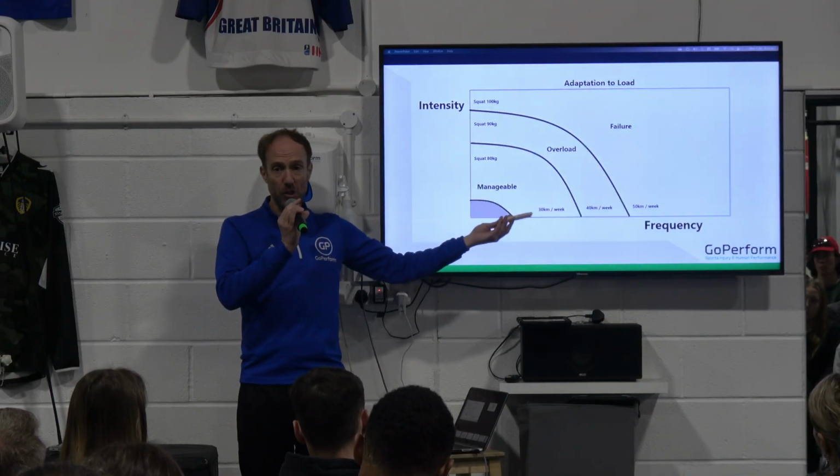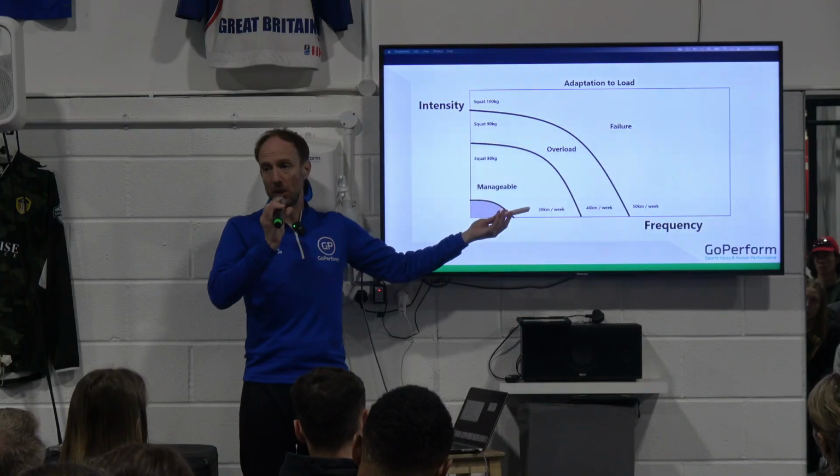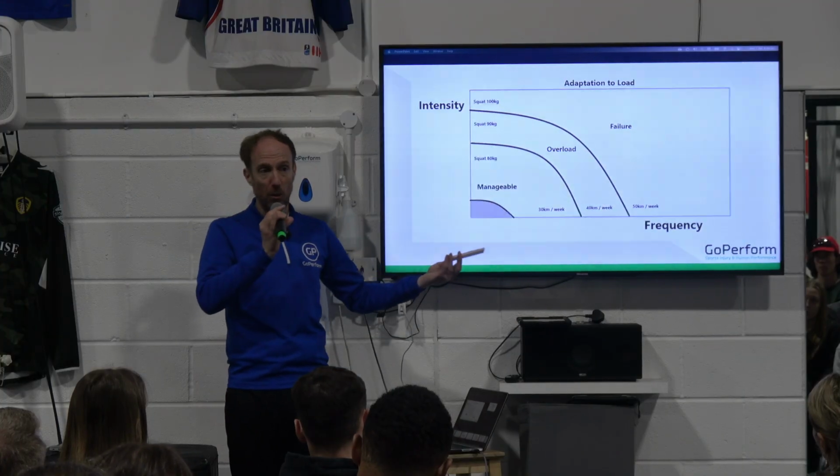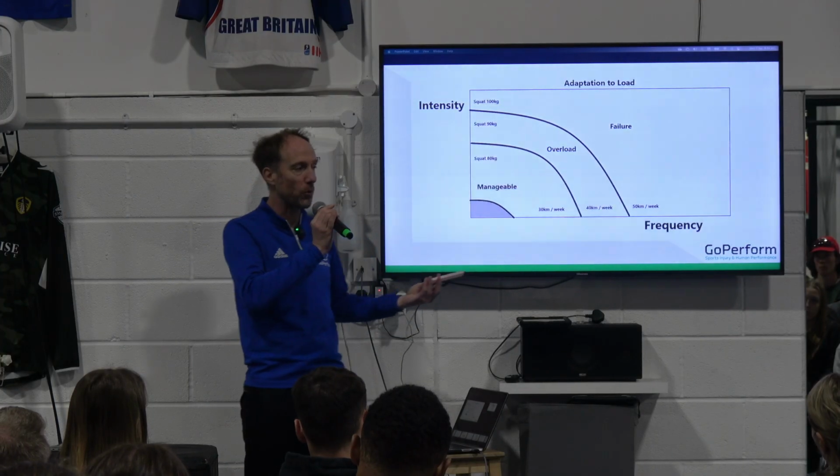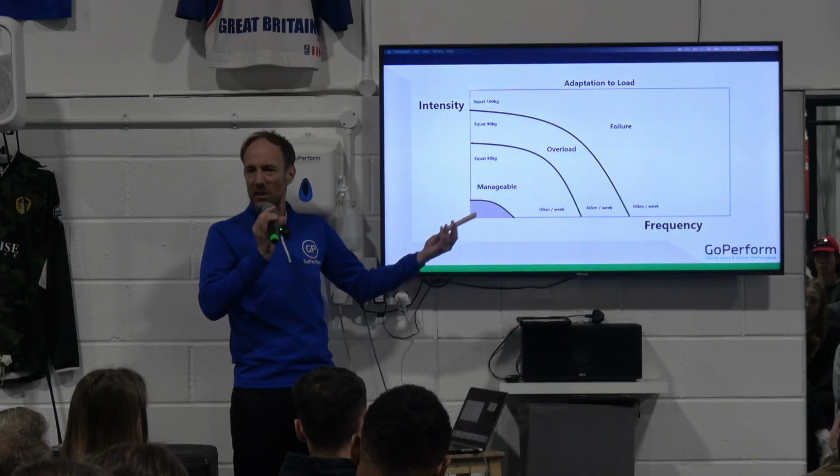If you continue to do that, you'll be in a safe zone. You'll probably plateau at 30 kilometers a week. Your physiology will plateau at that level, but you're in a safe zone where your risk of injury is relatively low.